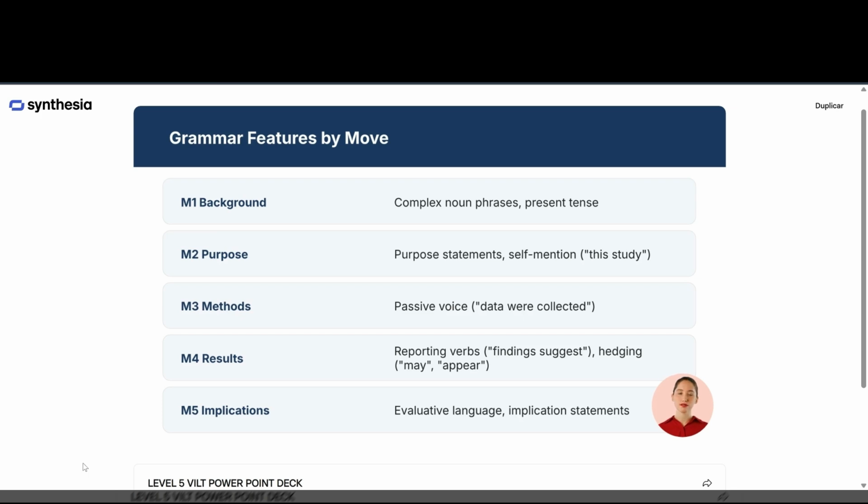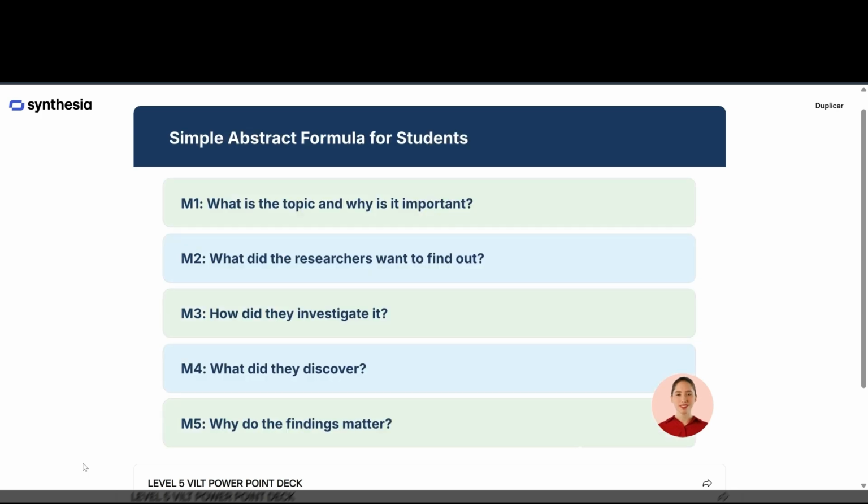If you ever feel stuck when writing an abstract, use this simple formula. It turns the 5 moves into easy questions you can answer. Read the 5 questions out loud. These questions are especially helpful when you're planning or when you're revising a draft. Many students find it useful to answer these questions first in note form before writing the full abstract.